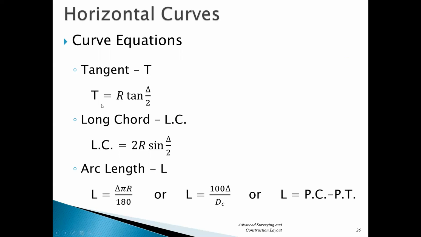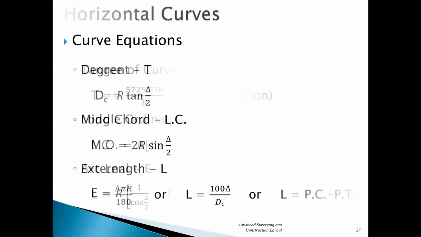Like T, the tangent, is R times the tangent of half of delta. Long chord is 2 times the radius times the sine of half of delta. And then for arc length, you have several different equations. For a highway, you can either use delta pi R over 180 or this 100 delta over degree of curve relationship. Those would work. But on a railroad, you can't use both of them. You have to use this one right here. But again, we're not considering railroads.